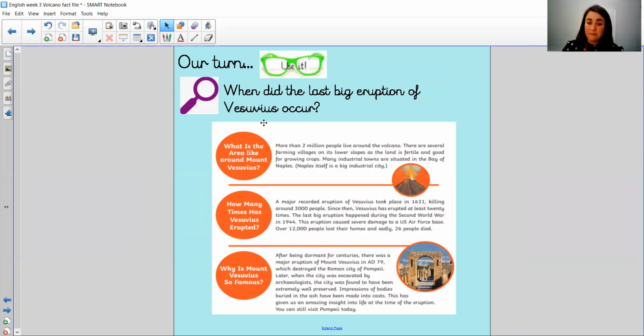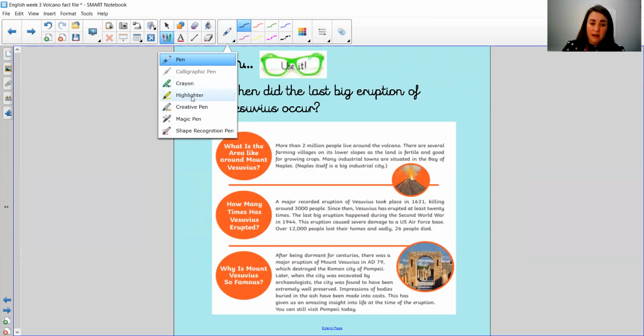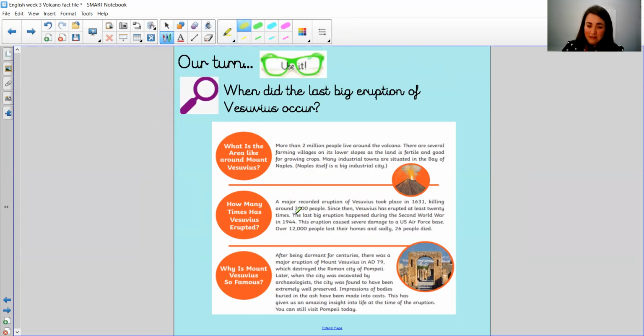So going back to my question, when did the last big eruption of Vesuvius occur? I'm going to get my highlighter here because it actually tells me the last big eruption happened during the Second World War in 1944. So when I answer that question, I can write that whole sentence out again: the last big eruption happened during the Second World War in 1944. So therefore, I don't need to read the first bit. I don't need to read the last bit. I just needed to read this one section in order to find the answer to this question.